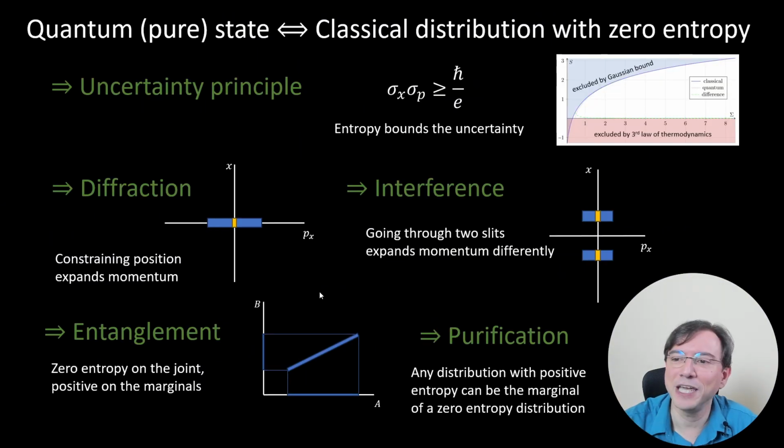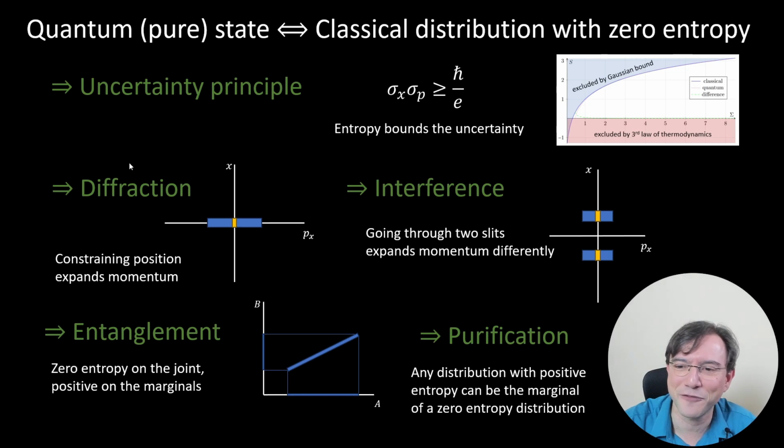So to recap, if we make this parallel that a quantum pure state corresponds to a classical distribution with zero entropy, then we find all these classical analogues of quantum mechanics. We have an uncertainty principle because the entropy bounds the uncertainty, and as we saw, the graph is very similar, except that for low entropy there is going to be a difference, and we're going to have a bound of h bar over e instead of h bar over 2.